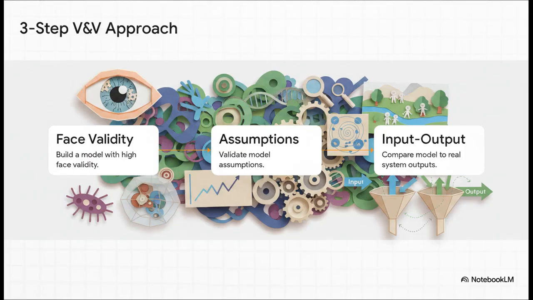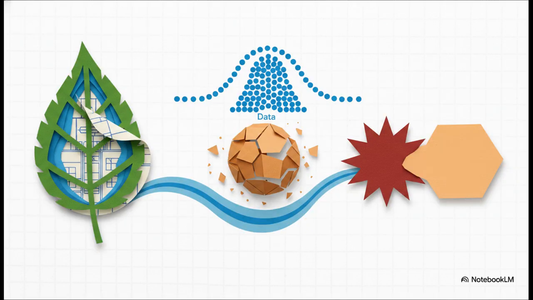To prevent that, we rely on Naylor and Finger's classic 3-step validation framework. It's the gold standard for testing simulation accuracy. Step 1. You build a model with high face validity. Basically, does the overarching logic look sound to other subject matter experts? Step 2. You rigorously validate the foundational assumptions baked into your math. And step 3, you compare the model's theoretical inputs and outputs directly against the empirical data of the actual real-world system. Step 2 is particularly critical because your assumptions are almost always where things break down.